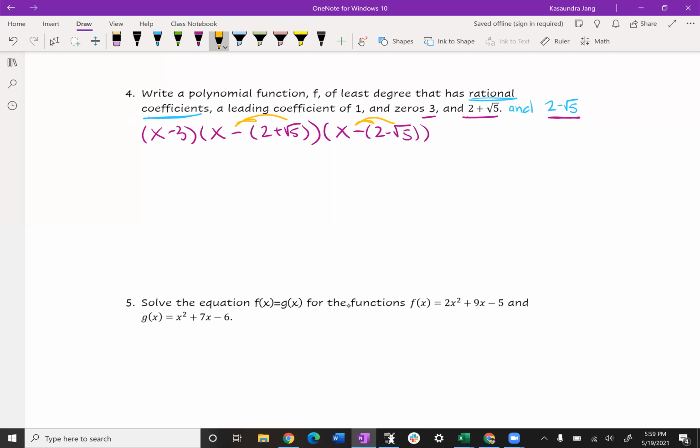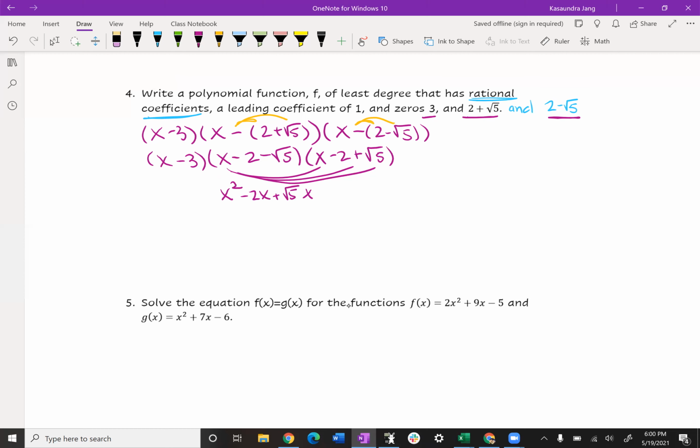So this is going to be an x minus 2 minus root 5 and an x minus 2 plus root 5. All right, the x minus 3 has not changed. So I think I'm going to start with these guys because they are conjugates. If I do this right, I should have no more square roots. So I'm going to distribute my x. I get x squared, negative 2x, and a positive root 5 times the x. All right, and then I'll distribute my negative 2. So negative 2x plus 4 and minus 2 root 5.